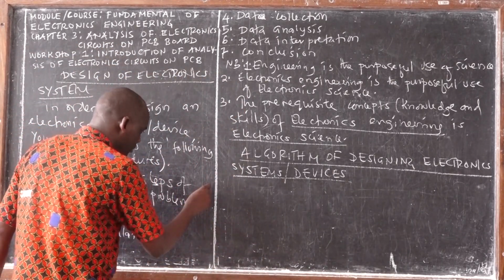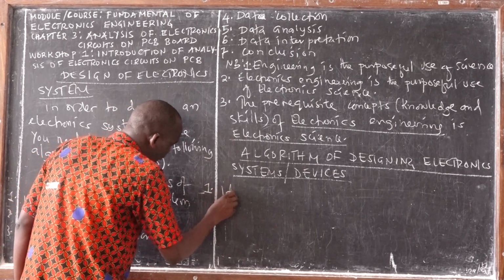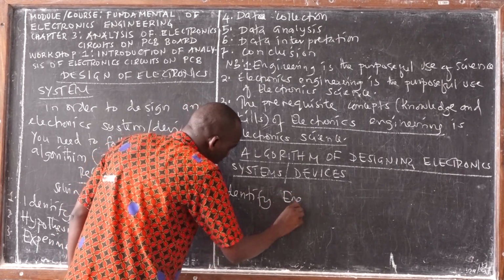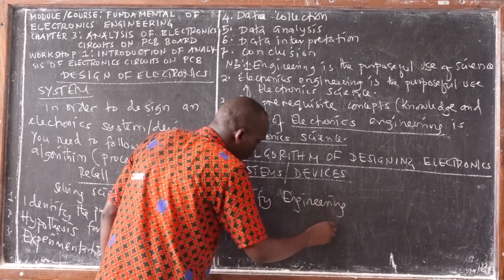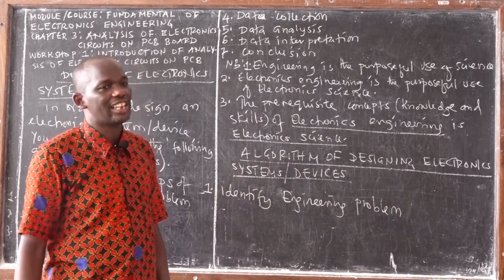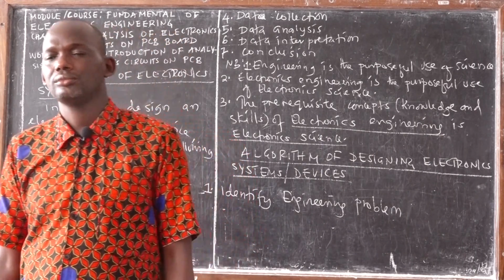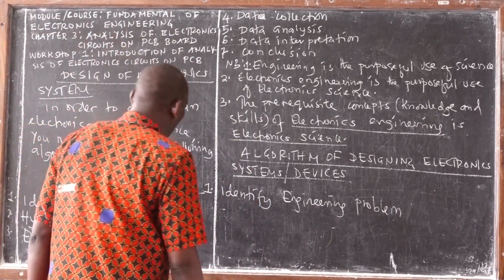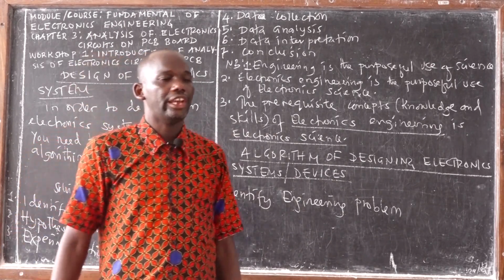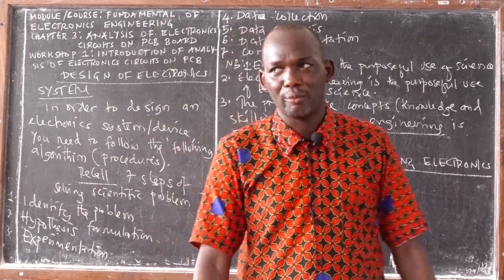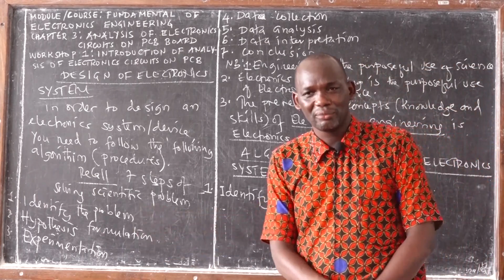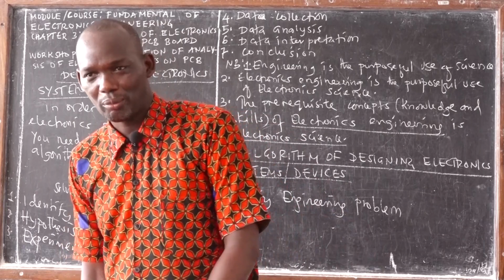So the first step or the first procedure, you have to identify what? Engineering problem. So it's just like the first step on solving a scientific problem. So the first step, we say identify what? Engineering what? Because for instance, let's say I don't have money today. Is that an engineering problem? No, that's a financial problem.